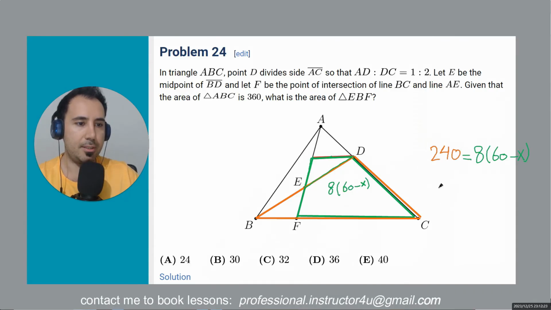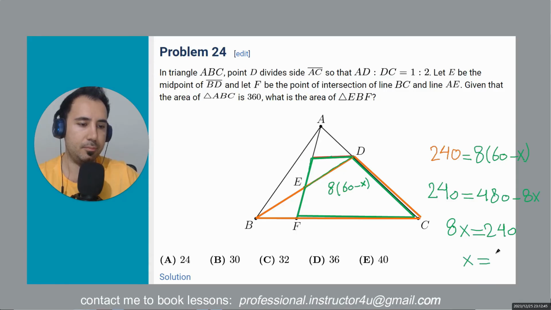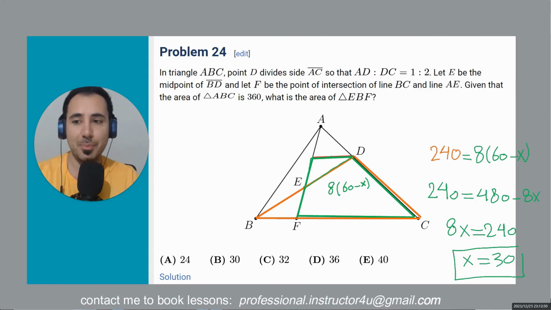So we're going to get 240 is equal to 480 minus 8x. So we're going to have 8x is equal to 240. So the value of x will be 30. Okay. So we got it. So it was made of different stages, and I tried to make it as clear as possible. Just let me know if you found the video useful or not.